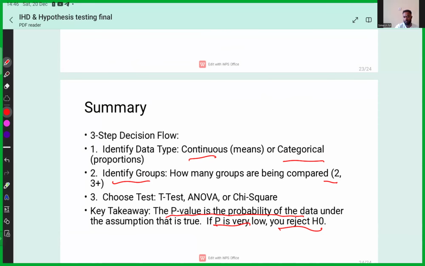For example, let's say we want to compare the complication rate, for example, the surgical site infection rate between open and laparoscopic appendectomy. What do we use? Here it is whether there is surgical site infection or not. So it is categorical data. So we use chi-square test.